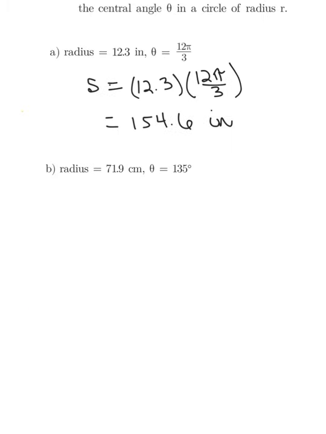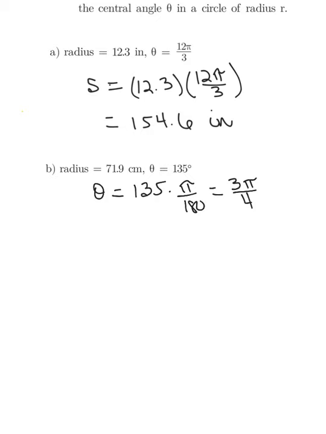On example B, our radius is 71.9 centimeters and our theta is 135 degrees. It's important for you to note that our theta is in degrees this time. So the first thing that we have to do is rewrite theta in radians. So we're going to take 135 times pi over 180. If you multiply and simplify, you get a theta of 3 pi over 4.